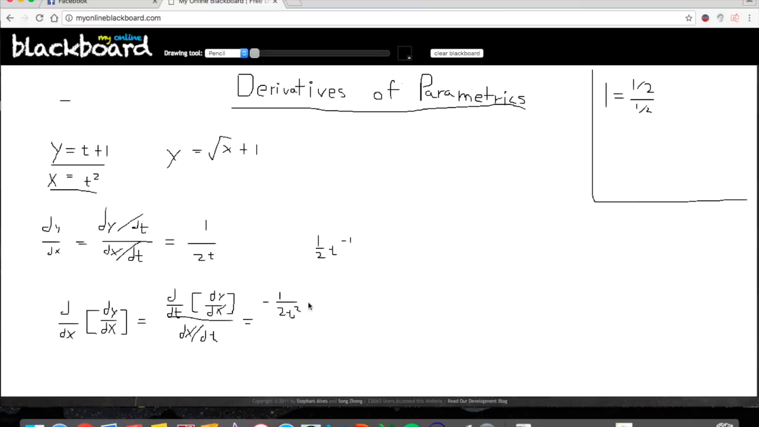Because remember, you bring down your exponent, the negative 1, and then you lower the exponent by 1. So that's what you end up with over here. And then you divide that by dx over dt, which is over here going to be 2t. And then we can simplify that to be negative 1 over 4 times t to the third.